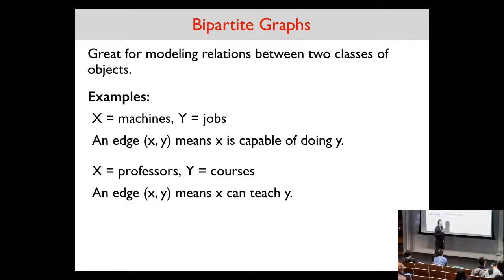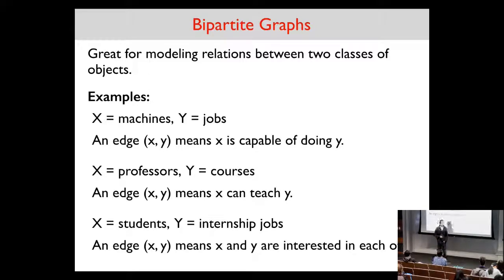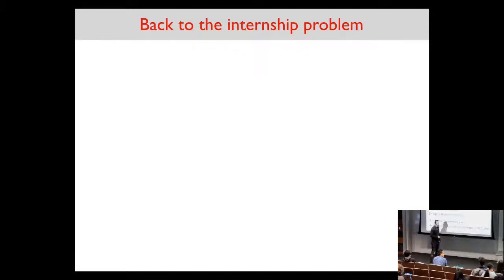One specific example: think of the machines as professors and the jobs as courses, and you put an edge between a professor and a course, meaning this professor X can teach course Y. Then the department has to find a matching that covers every course, hopefully. And going back to our example, you can say X is the set of students, Y is the set of internship jobs, and you put an edge between X and Y, meaning X and Y are interested in each other. And you might want to find a matching there.